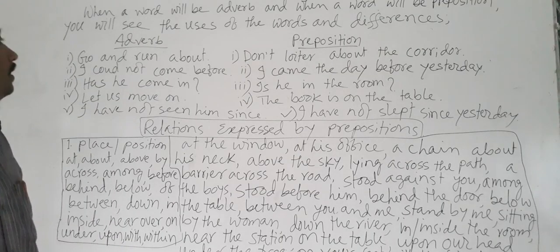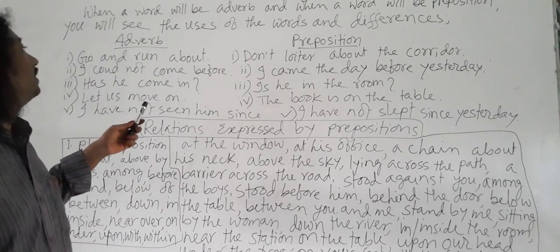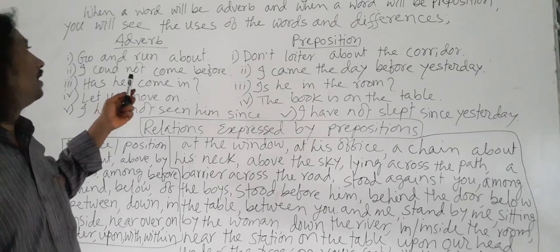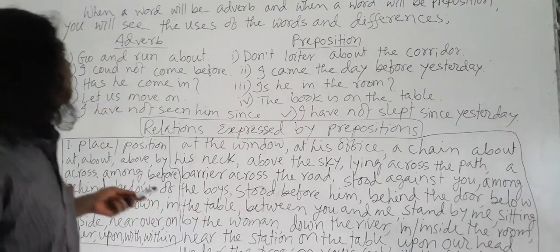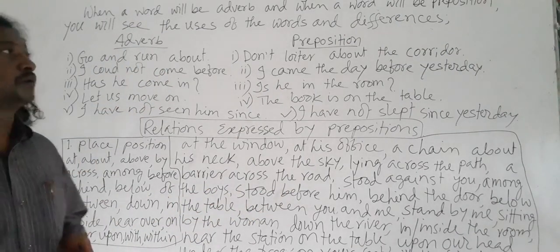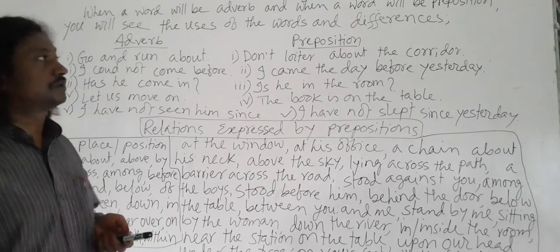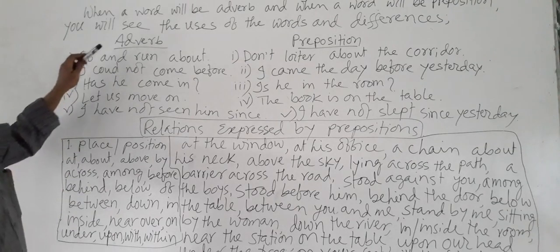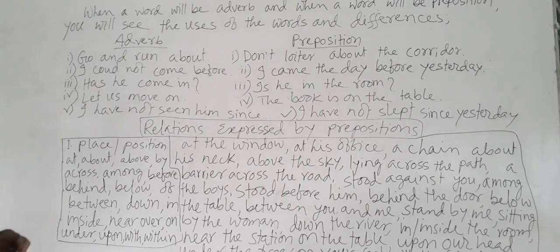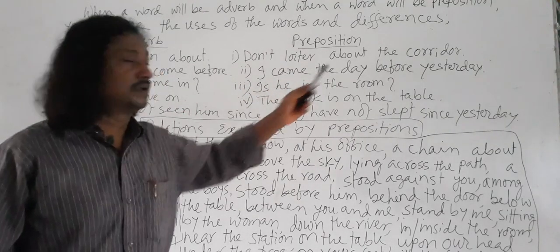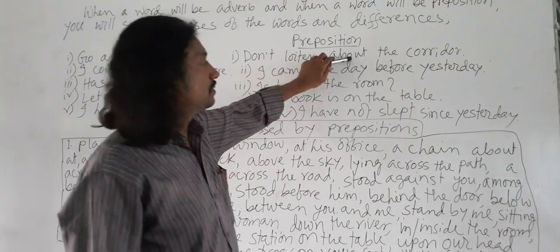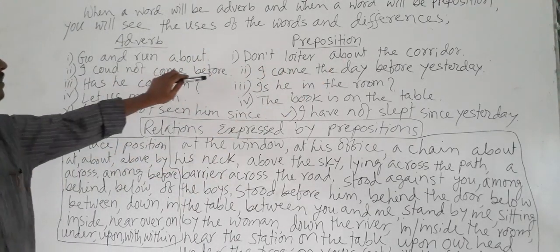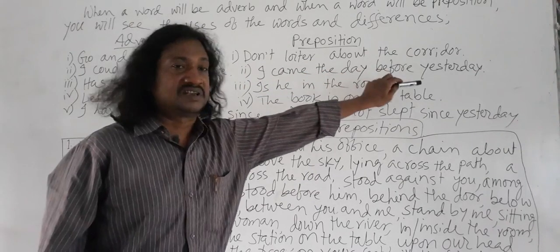Okay. Now I will show you the difference between the use of a word as an adverb or as a preposition. When a word will be an adverb and when a word will be a preposition, you will follow the uses of the words and their differences. Suppose adverb: go and run about. Don't loiter about the corridor. Here about is an adverb in the first, and in the second about is a preposition. I could not come before. I came the day before yesterday.